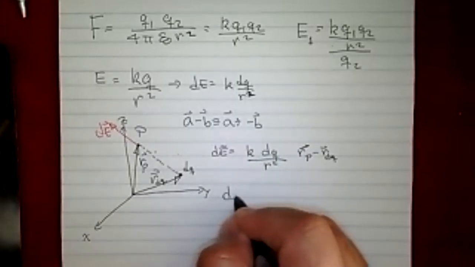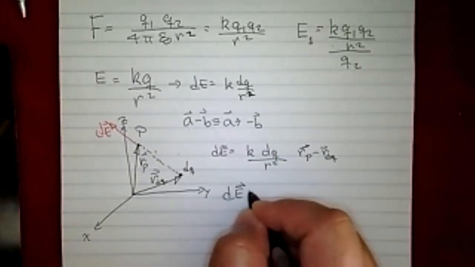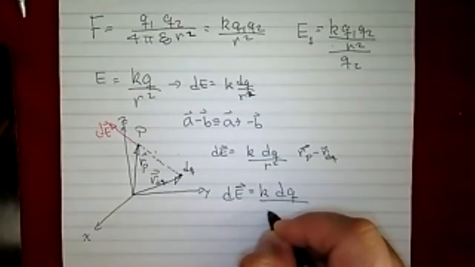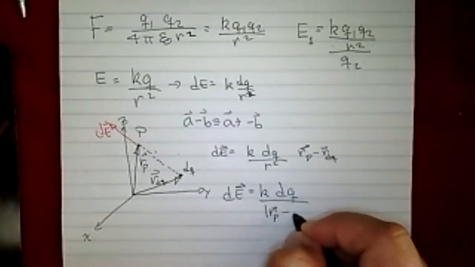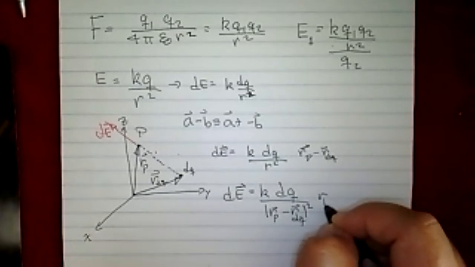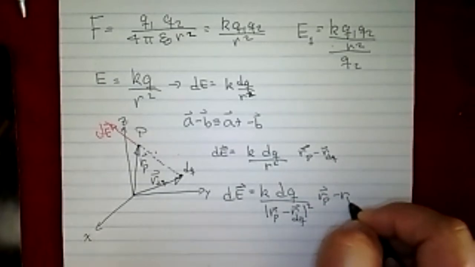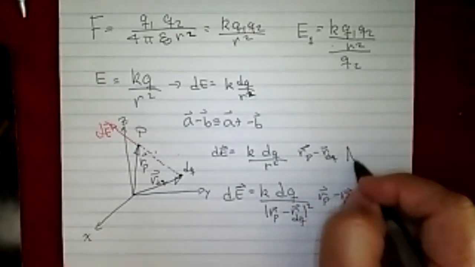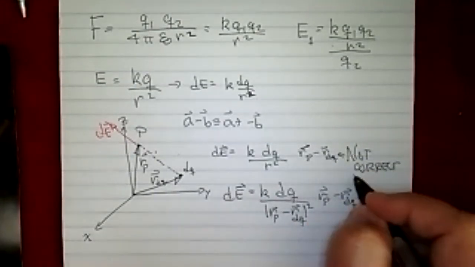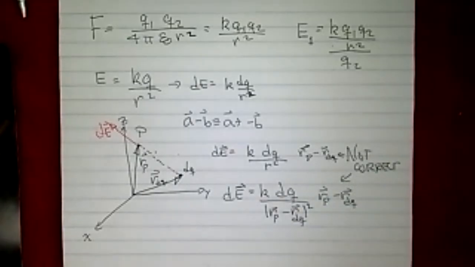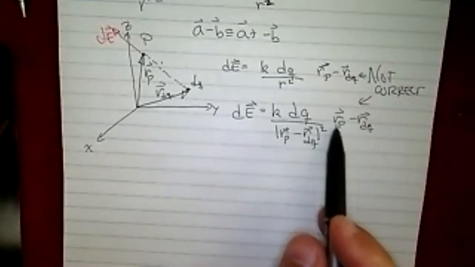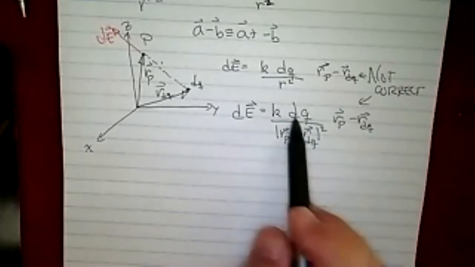So just for a second, I'm going to write dE is equal to k dq over the magnitude of rP minus r dq squared times rP minus r dq. Again, this is not correct. This one isn't, and this one isn't, okay? Not yet. The problem is I've still got the magnitude of the electric field jacked up because I have an additional quantity, the magnitude of this, being multiplied by it.